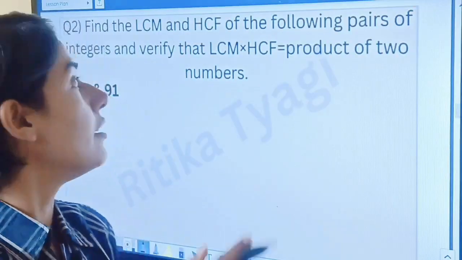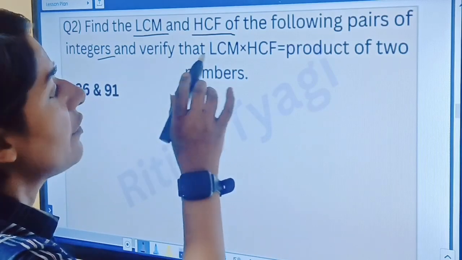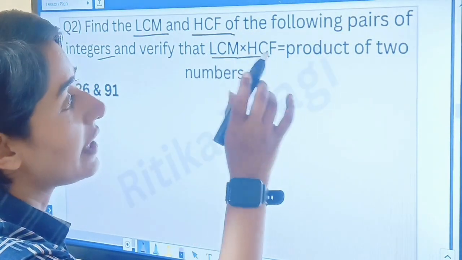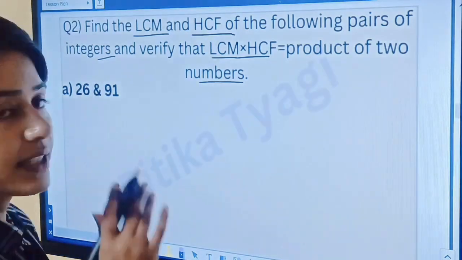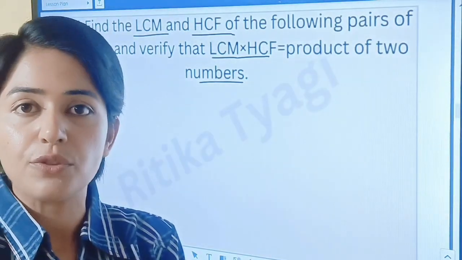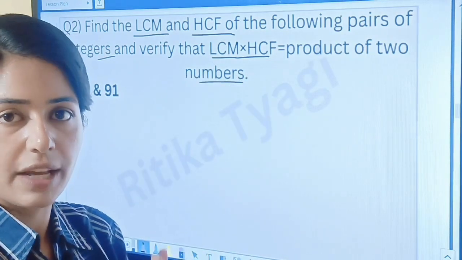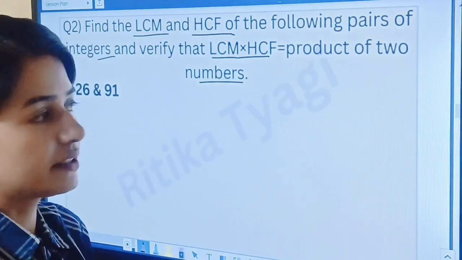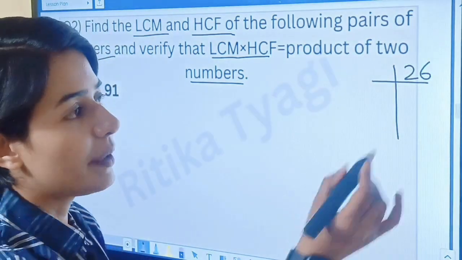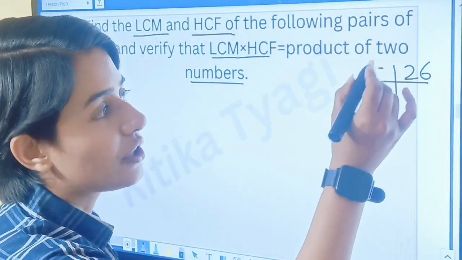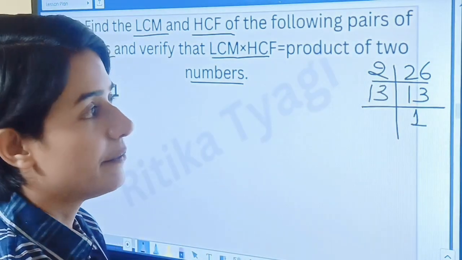Solving question number 2. Find the LCM and HCF of the following pairs of integers and verify that LCM times HCF equals the product of the two numbers. So here the given numbers are 26 and 91. First we have to find their factors and then find the LCM and HCF values, and then we have to verify the answers. We have to factorize 26. 26 is an even number because it ends with 6, so it is divisible by 2, and 13 is a prime number which is divisible by itself.